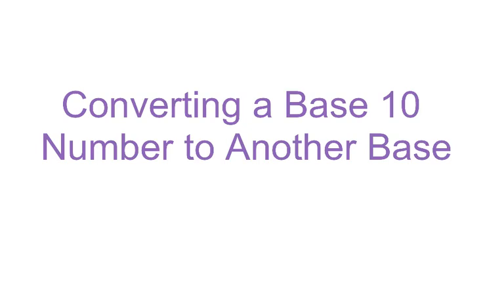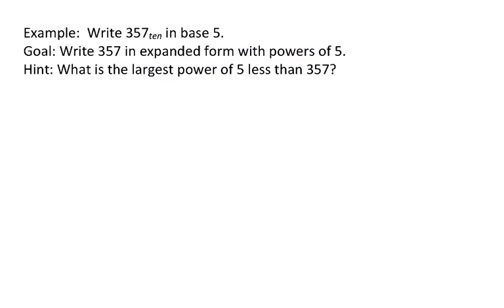Let's jump right in. Suppose we have this base 10 number, 357, and I'd like to rewrite it in base 5. Basically, I'm going to attempt to write that number 357 in expanded form using powers of 5. 5 to the 1 is 5, 5 squared is 25, 5 to the third is 125, and farther if we need to go with that.